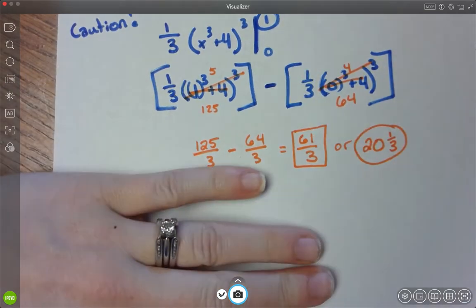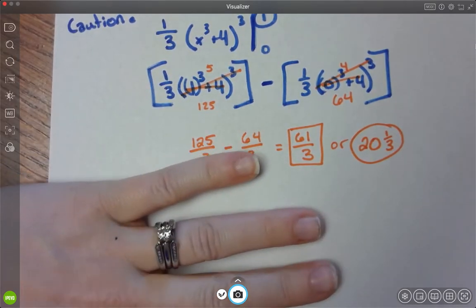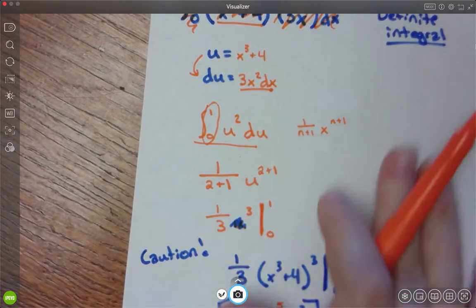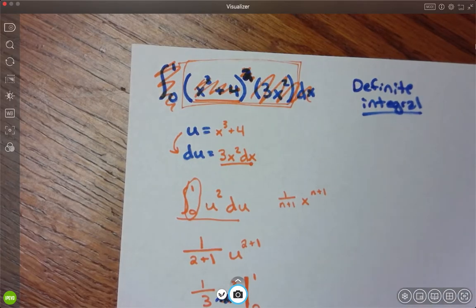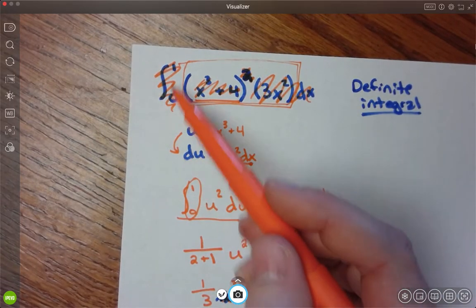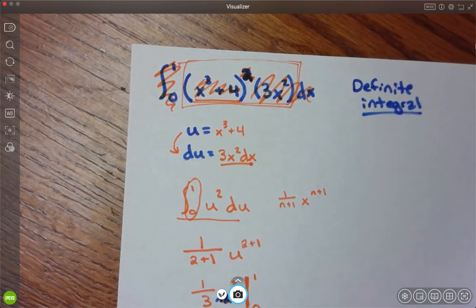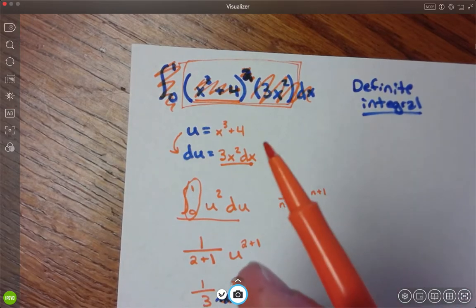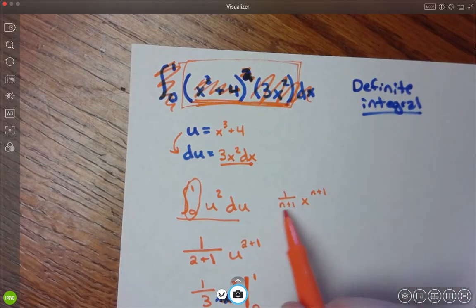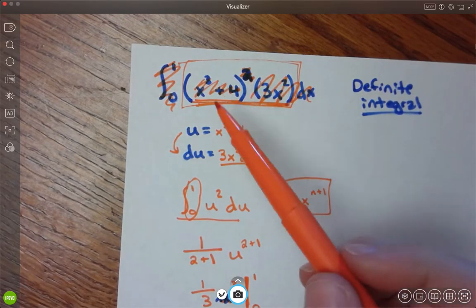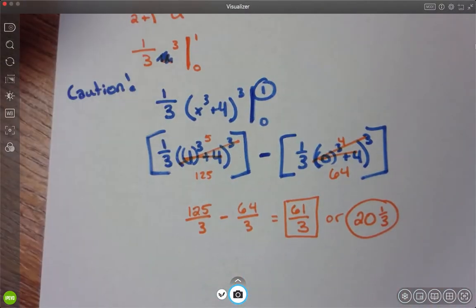Now think again about what we're even doing here. By getting 20 and 1/3, we're still trying to find the area underneath of this disgustingly ugly curve, a curve on a graph from 0 to 1. The area underneath that curve will be 20 and 1/3. So we're still trying to find the area under the curve. Since this is such an ugly problem that we can't just use the 1 over n plus 1 times x to the n plus 1 rule, we have to use substitution to do that.